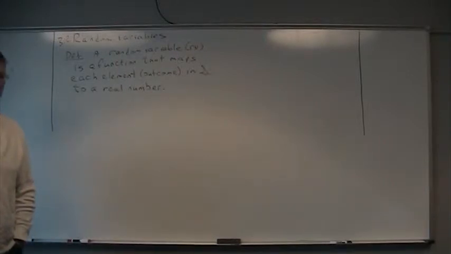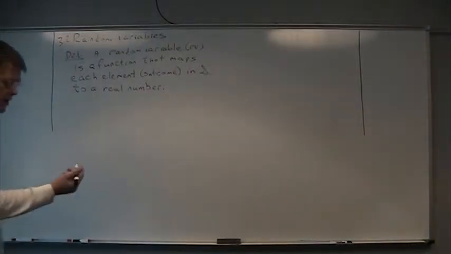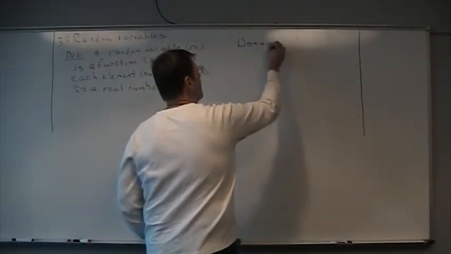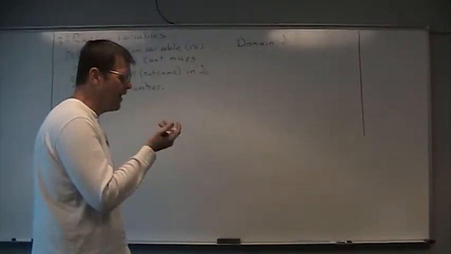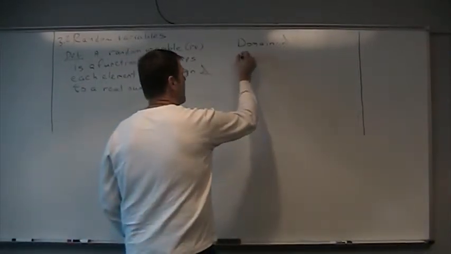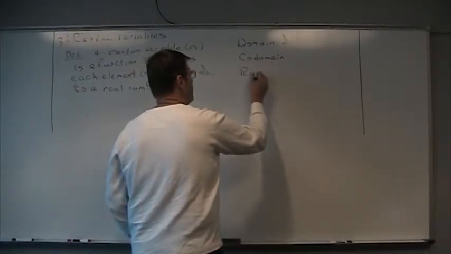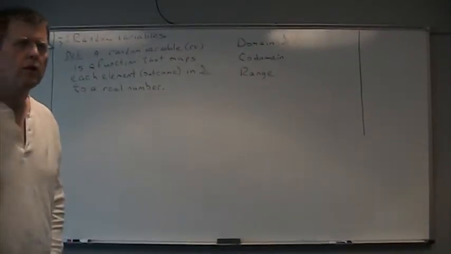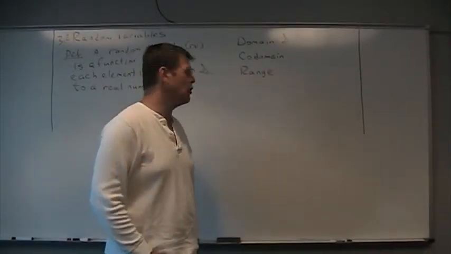So if you remember from covering functions, both in pre-calc and calculus, as well as in discrete structures, we know that every function has got a domain. The domain, for our purpose, is the sample space. And you also talked about, in those classes, the concept of a codomain and a range. Codomains need not be unique. We can have a lot of different codomains.